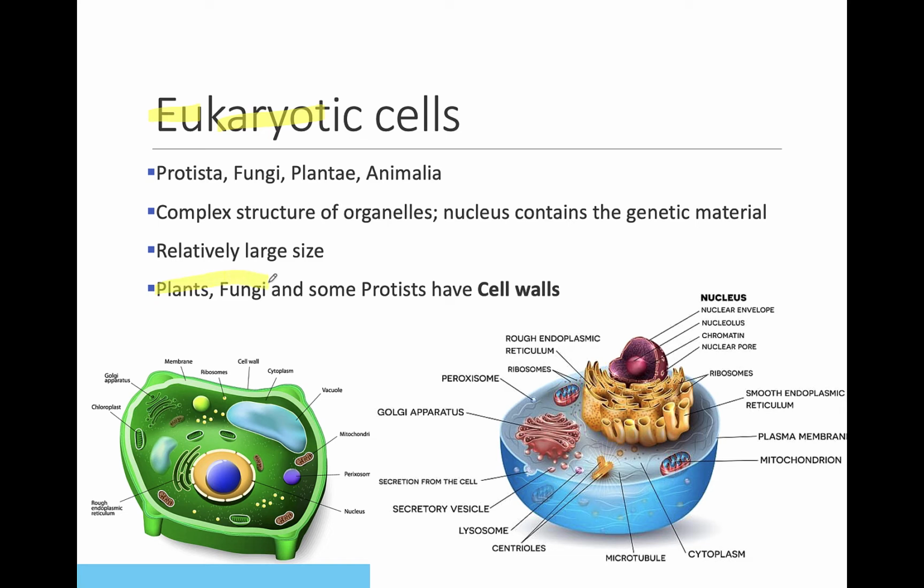All plants, fungi, and some protists have cell walls. These are made of different materials across the different groups, but they all provide support and protection for the cells. Animals and some protists do not have cell walls. Eukaryotic cells are much more complex, large, and have a wide range of organelles that perform specific functions.